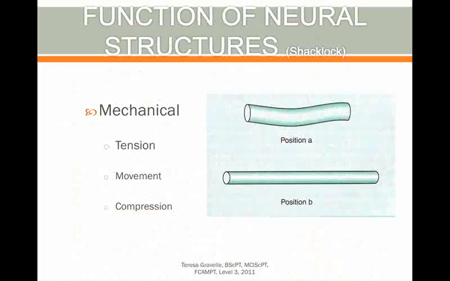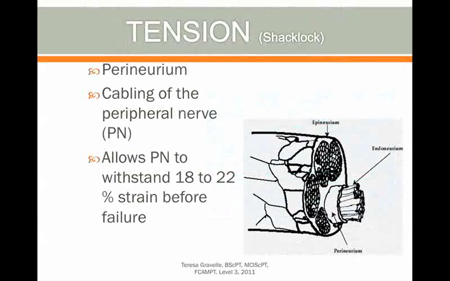We are now going to look at the mechanical function of neural structures. The nerve must be able to withstand tension, move or slide in its container, and tolerate compression. The perineurium is the primary guardian against tension. What happens with the perineurium is that it can actually cause cabling of the peripheral nerve. So this allows the peripheral nerve to withstand 18 to 22% strain before failure.